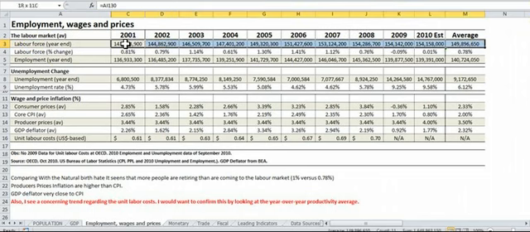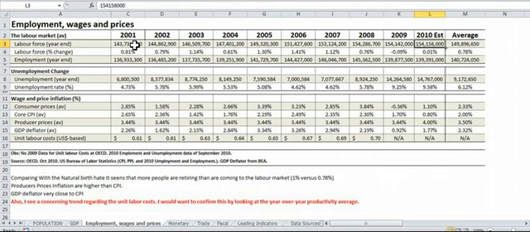Now, what you see here is the pool of labor a country has to work with. The unemployment rate is calculated with this number. And you could see here, the United States has about 150 million people in its labor force.